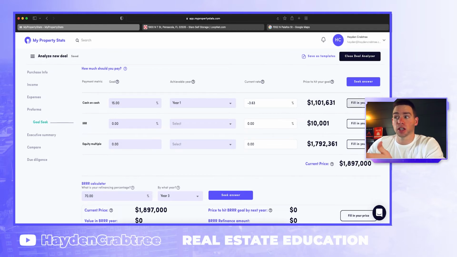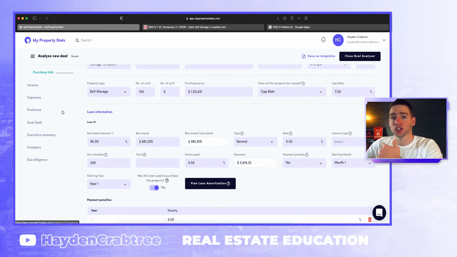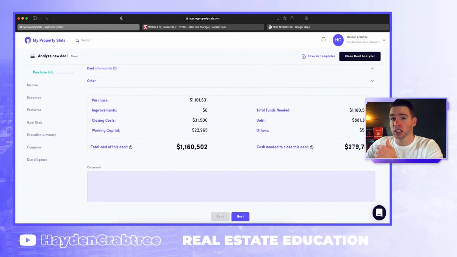So what I can simply do is hit fill in your price. I'll go back to my purchase info. You can see it's filled in the price. You can see it's changed my loan amounts. It's changed all of that. It's changed the cash I need to close this deal.